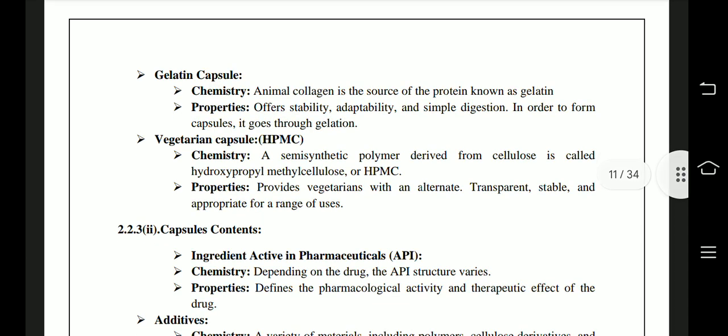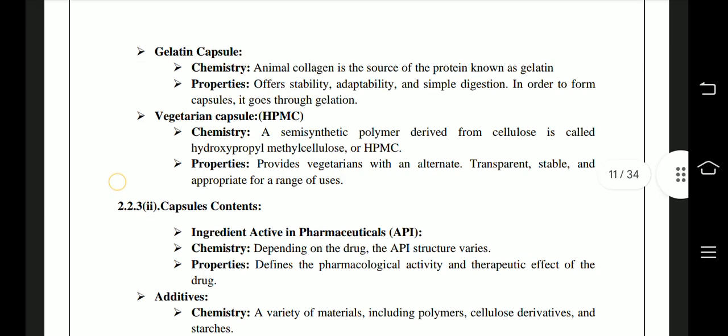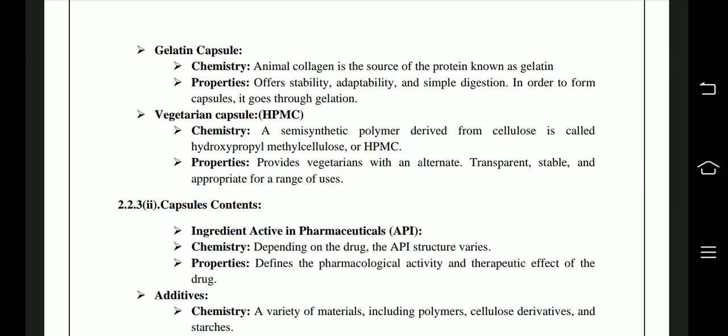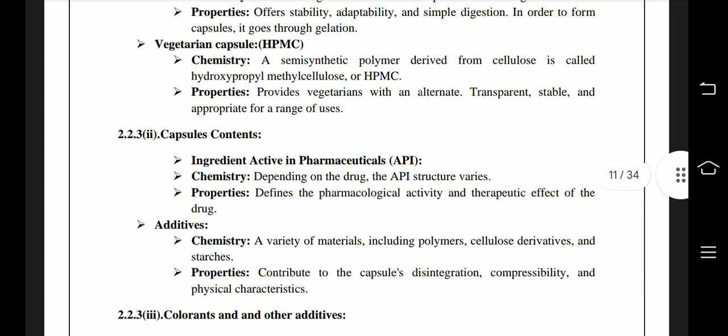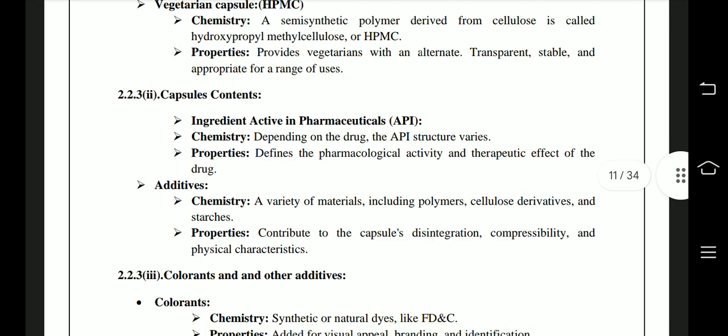Vegetarian capsule. Chemistry involved in vegetarian capsule. A semi-synthetic polymer derived from cellulose is called hydroxypropyl methyl cellulose, or HPMC. Properties provide vegetarians with an alternative that is transparent, stable, and appropriate for a range of uses.